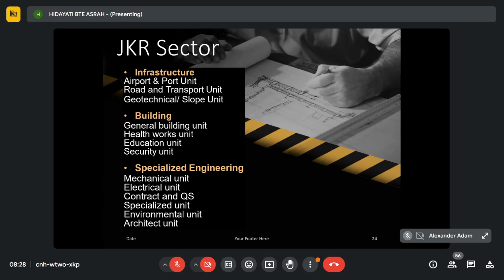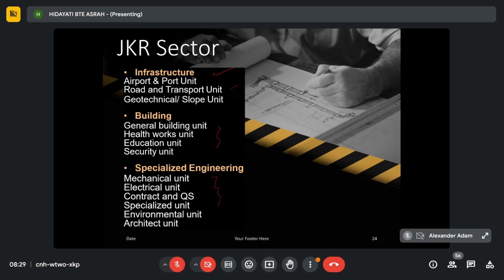For example, under infrastructure, you can see here they have the airport and port unit, road and transport unit, and geotechnical slope unit. Under the building sector, they have the general building unit, health, education, and security units. And under the specialized engineering sector, they have the mechanical unit, electrical unit, until the architect unit. So they have the expertise to do the consultation work.